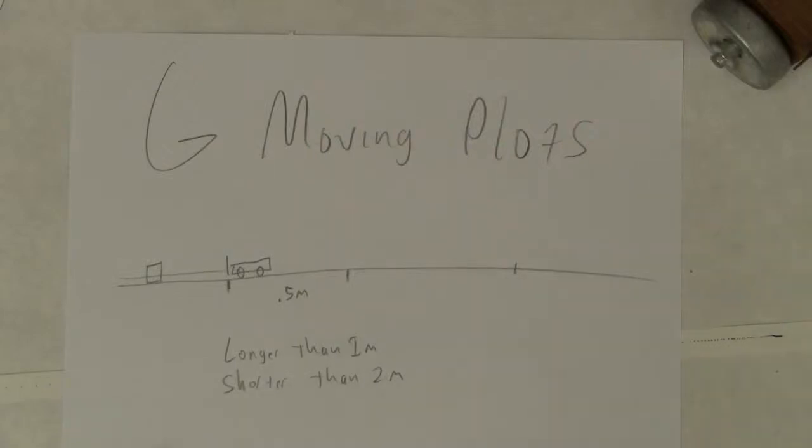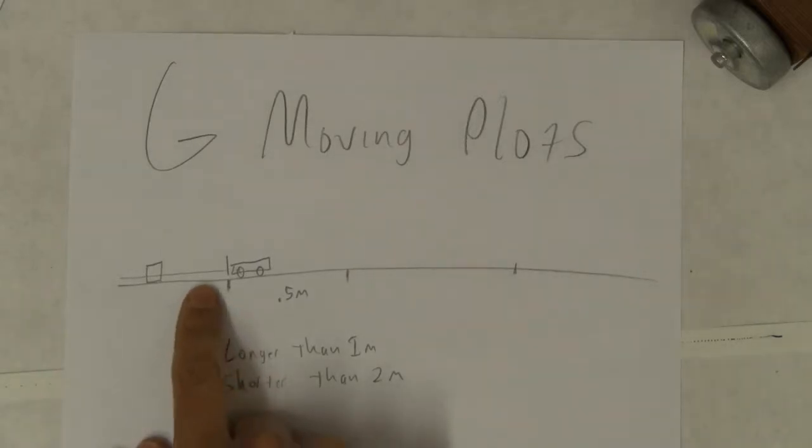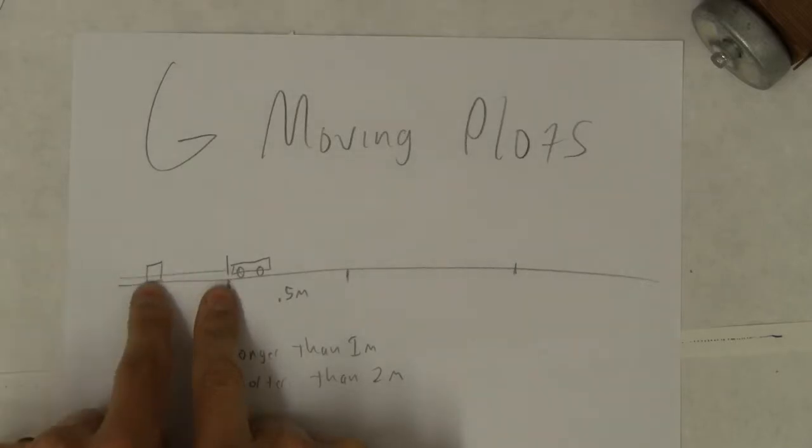All right, look at this, this is the G Moving Plots pre-video here, and in this video I'm going to show you how to get numbers off of your paper tape. Okay. Now, what you did to get this paper tape was you put the paper tape through a tape timer.